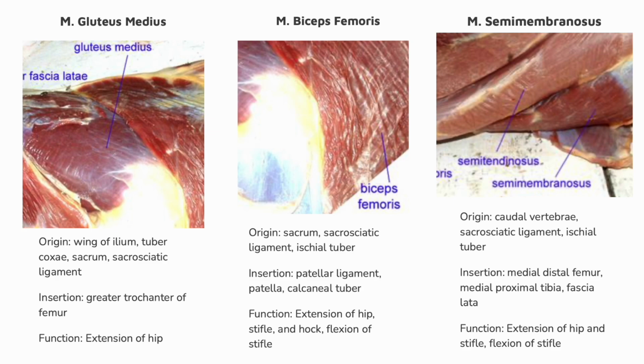So we got the gluteus medius. It originates from the wing of the ilium, tuber coxae, the sacrum, and the sacrosciatic ligament. Its insertion is the greater trochanter of the femur, and its main function is to extend the hip.